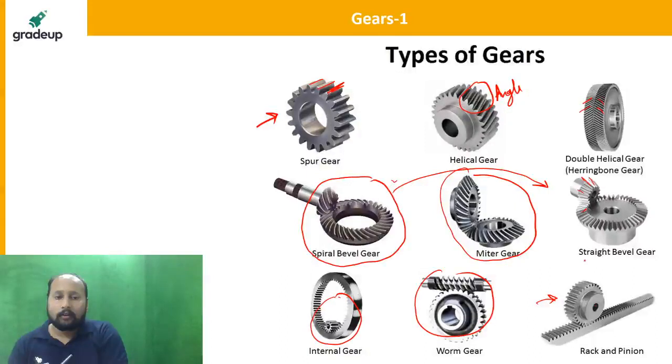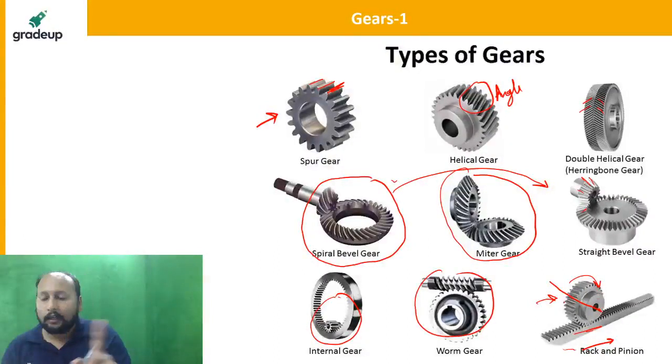Tell me, what is the diameter of the shaft? If this is your shaft 1, this is the pinion, and the rack will have the location of its shaft at infinity. Why? Because it's a single straight line. So we'll have this pinion rotating like this, transmitting power in the rotation direction.